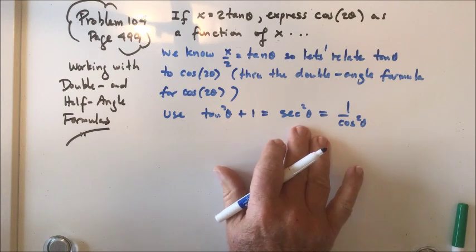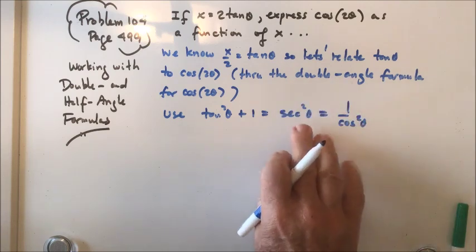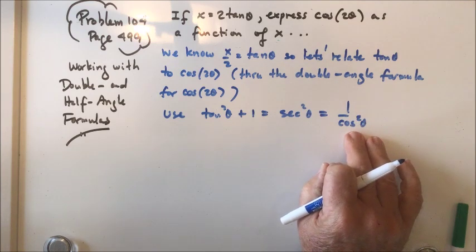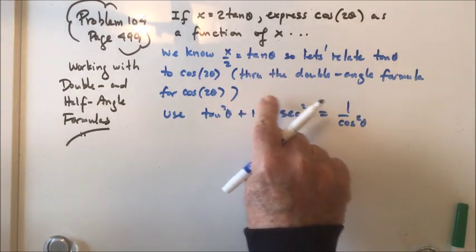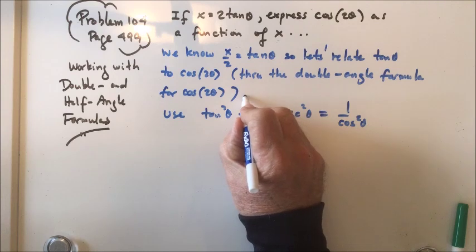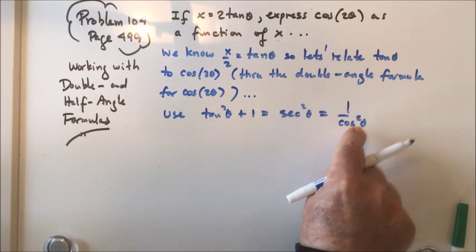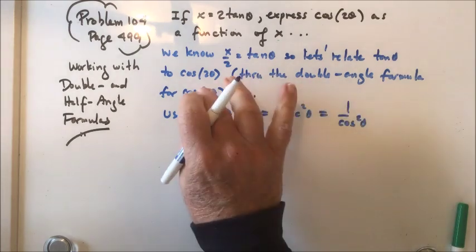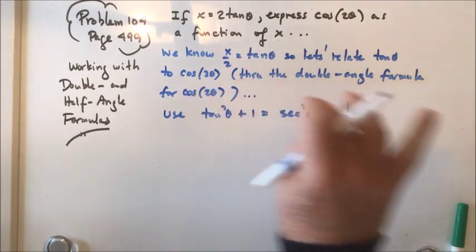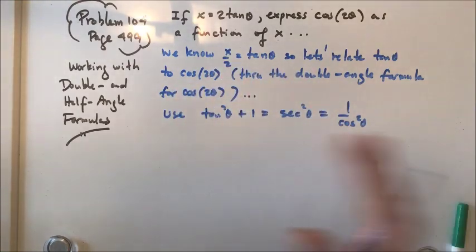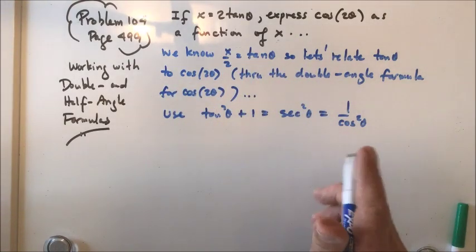Tangent squared plus 1 is secant squared. We use this reciprocal identity: the secant squared is equal to 1 over the cosine squared. And now we did just what we said we wanted to do. We related tangent theta to cosine theta, and we can make use of that to relate cosine theta and sine theta to cosine 2 theta. So let me stop talking and let me start doing it.